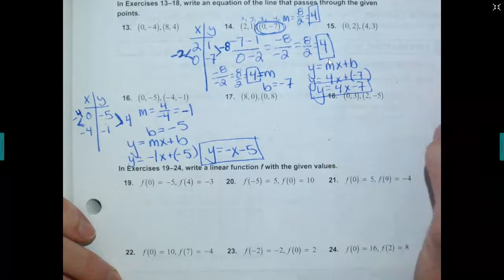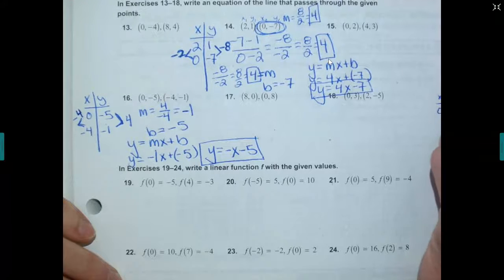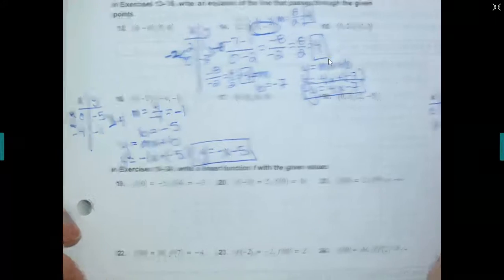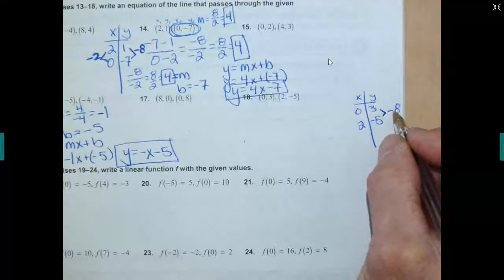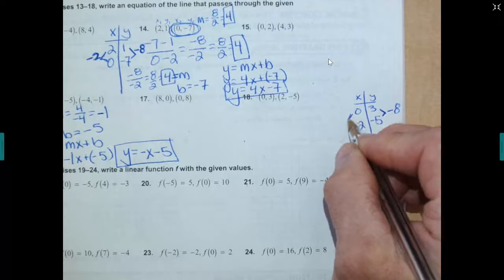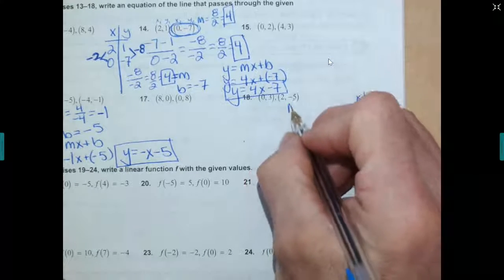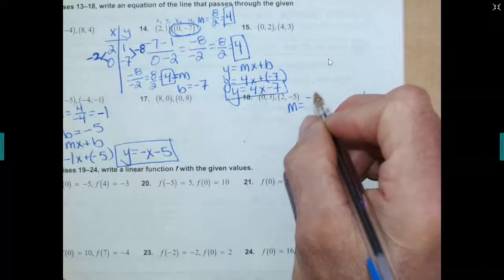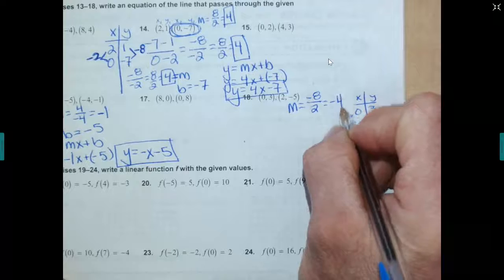All right. Here goes table again because I find it very effective. How do I get from 3 to negative 5? I have to subtract 8. How do I get from 0 to 2? I have to add 2. So my slope is negative 8 over 2, which is negative 4.